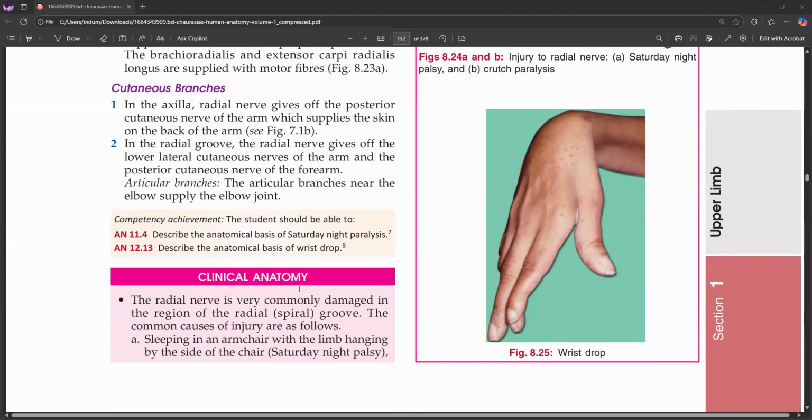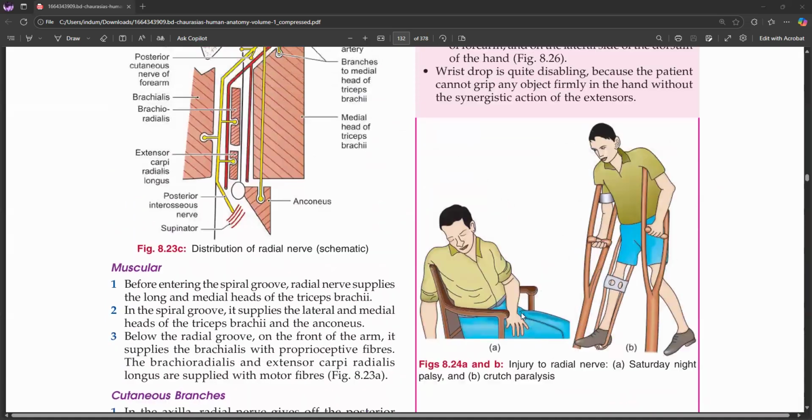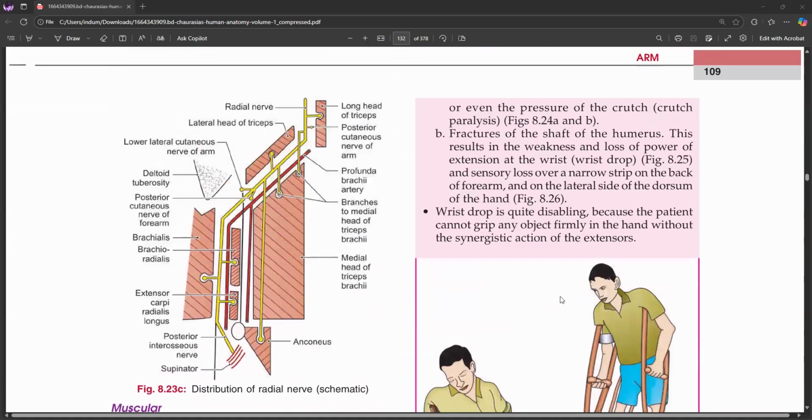Clinical anatomy. The radial nerve is very commonly damaged in the region of the radial groove. The common causes of injury are as follows. Sleeping in an armchair with the limb hanging by the side of the chair, Saturday night palsy, or even the pressure of the crutch, which is crutch paralysis, figures 8.24a and b. Fractures of the shaft of the humerus.